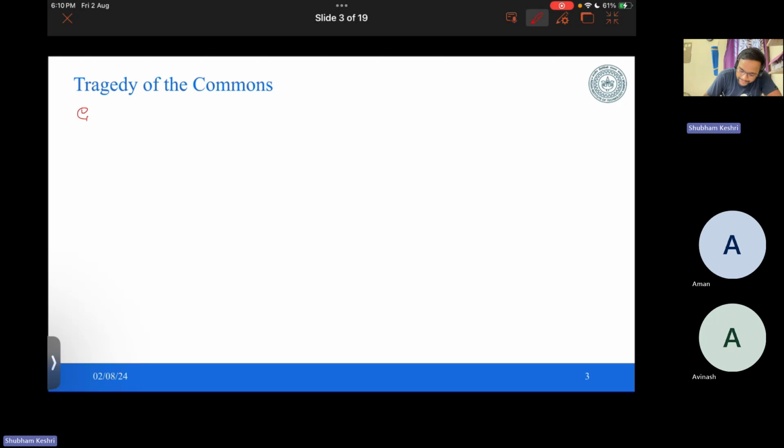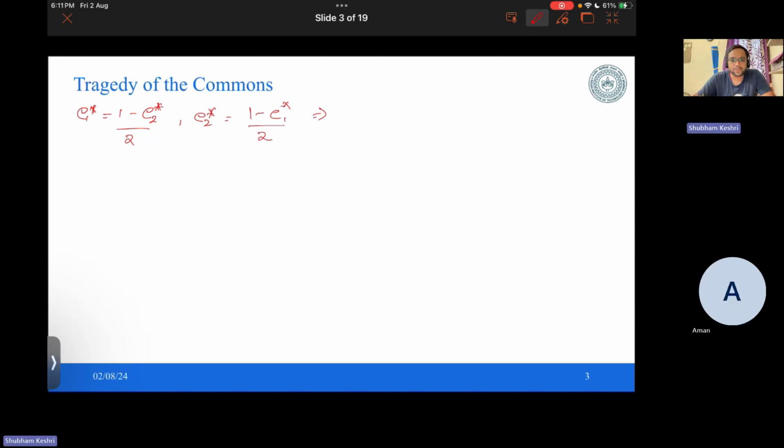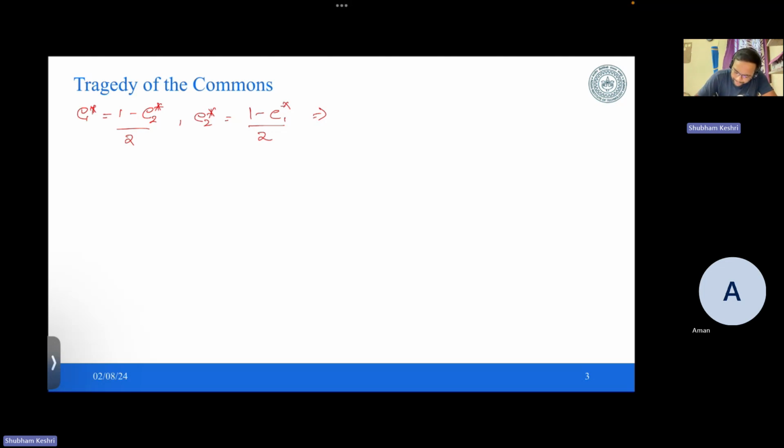So when we do that, E1 star equals 1 minus E2 star by 2, and E2 star equals 1 minus E1 star by 2. If you solve these two equations simultaneously, or we can just do that, I guess, we will just put this value of E2 star over there. We'll get E1 star equals 1 minus (1 minus E1 star by 2) by 2. So we have just substituted this value over here, and then we are solving the problem. This will become 2 minus (1 minus E1 star) by 4. E1 star is equal to.